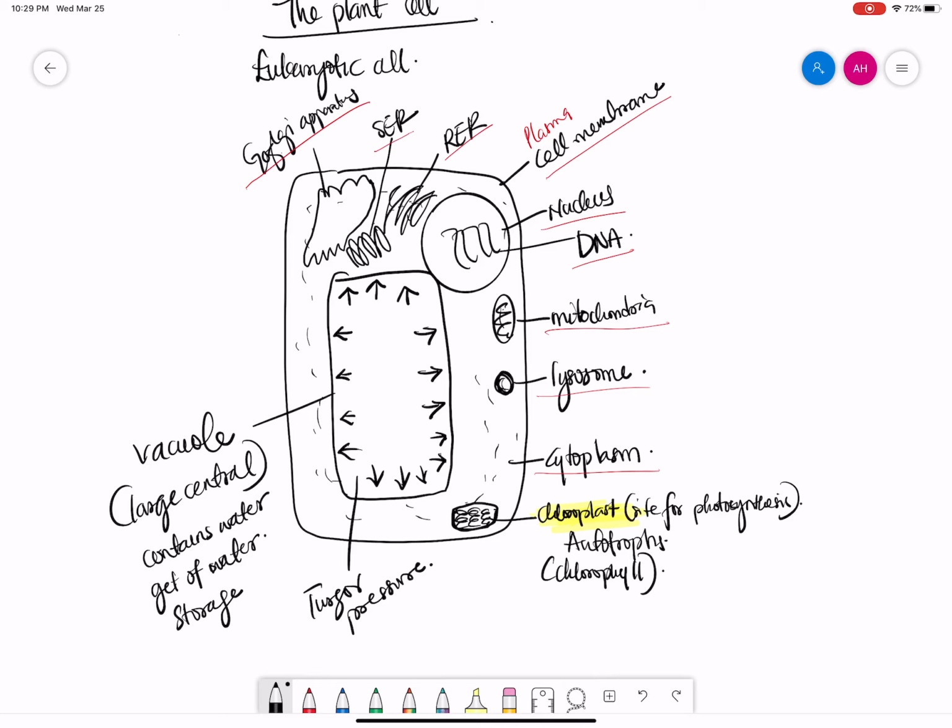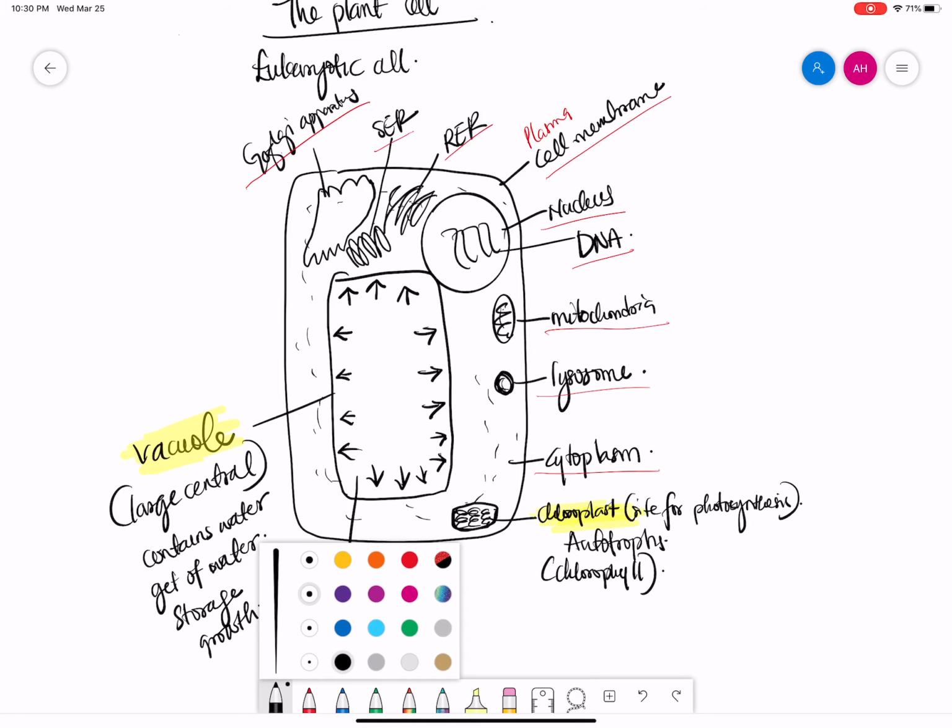Then we also have the vacuole right here. The vacuole is just a big structure, a large central vacuole, and it typically contains water, which helps give structure to the plant cell. It also gets rid of water, and it's also useful for storage and for growth of the plant. You will not find a giant vacuole this way in an animal cell. So please remember some of the differences between a generalized animal cell and a generalized plant cell.